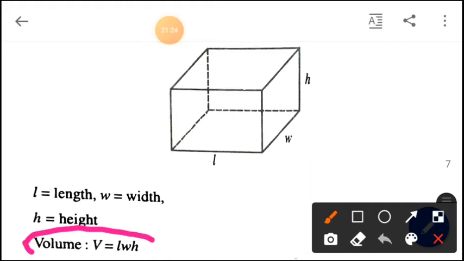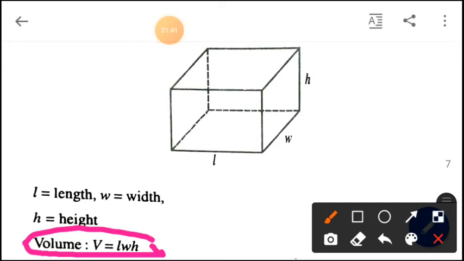Volume V is equal to L into W into H. Length into width into height gives us the volume of this cuboid. Next, total surface area.